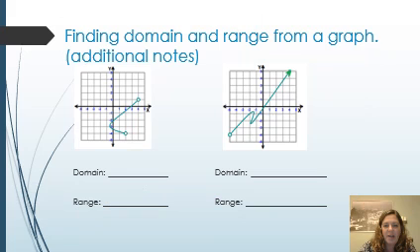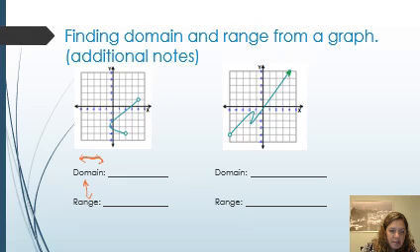Okay, so let's remember how to find the domain and range from a graph, because we're going to revisit this. Some of the problems in the book are not as extensive as we'd like them to be. So remember that the domain is the direction horizontally, x only. And range is vertical, that's the y values.